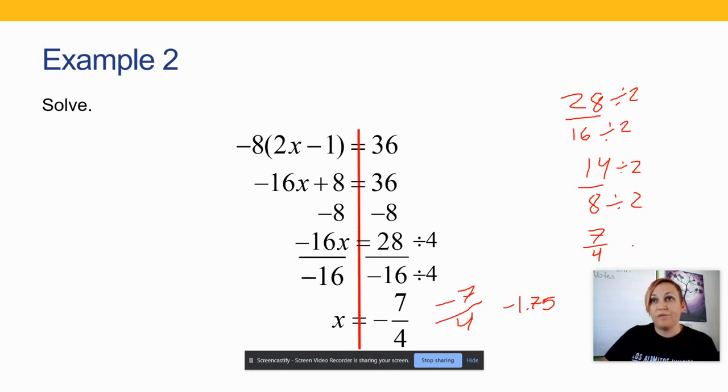So when you're simplifying fractions, just make sure you're simplifying them completely, as much as possible. Sometimes you can do that in one step, other times it'll take you multiple steps.